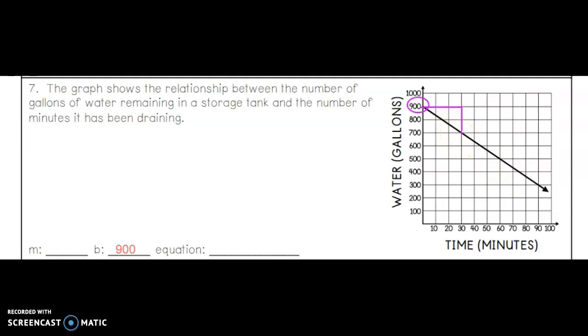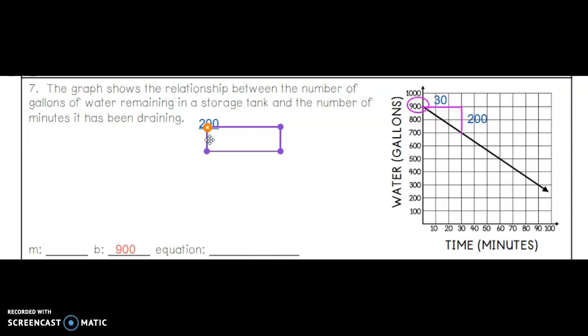And now we need to calculate our rise over our run. If we started at 700 with this point, and then we rose up to 900, we have a rise of 200. And now we need to see what our run is. We started at 30 on the x-axis and ran over to 0. So this is going to be a run of 30.